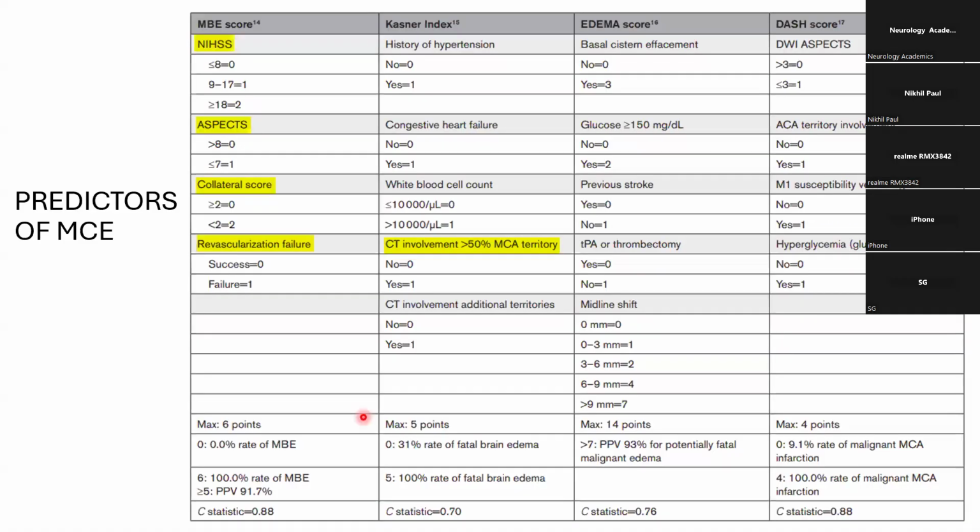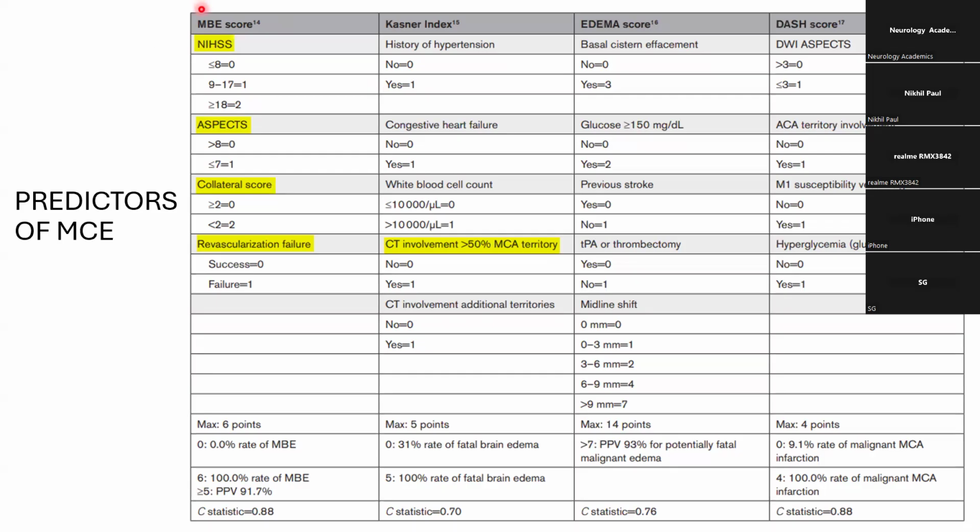So can we predict who will go on to a malignant cerebral edema? The Kastner index was the initial scoring system that was developed back in 2001. So this was what we were using for a long time. When the CT involvement is more than 50% of the MCA territory, that is when we used to say the patient is having a malignant cerebral edema. Nowadays, our understanding has changed. We know that many other factors also play a role.